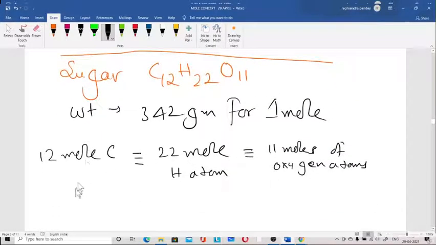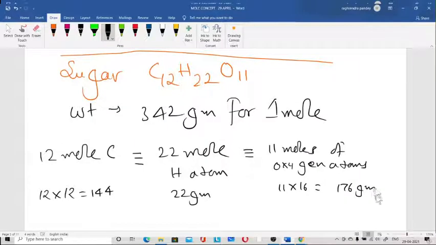Then you can see the individual weights. You can see 12 into 12, that is 144 grams of carbon. Then 22 grams of hydrogen. Then 11 into 16, so that will be 176 grams. So that's your oxygen weight, hydrogen weight, carbon weight.